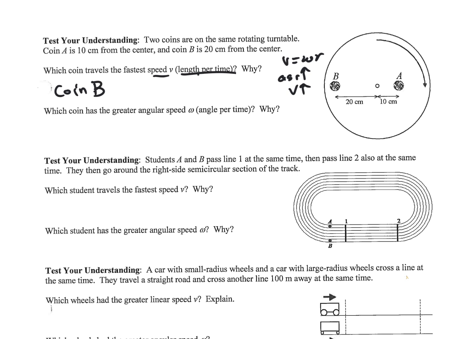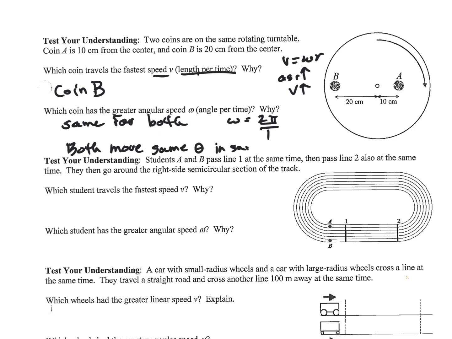Which coin has the greater angular speed? Well, it's the same for both of them. In other words, if they're rotating on the same turntable, omega is just equal to 2 pi over the period, right? So they both move the same number of radians, which would be theta, in the same time. This is also equal to the change in theta over the change in time.